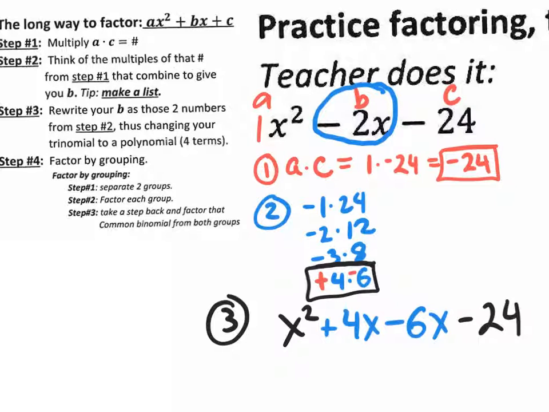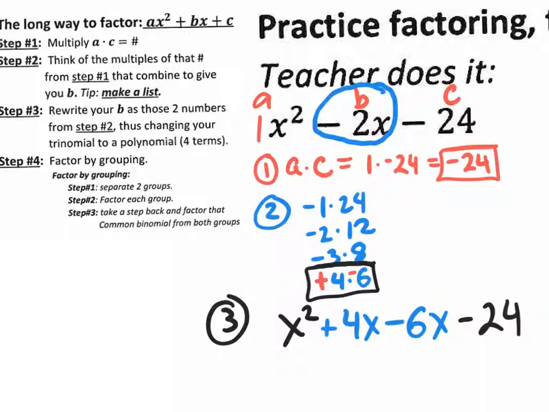So what have I done? I have successfully changed a trinomial into a polynomial. Why the heck would I want to change 3 terms into 4 terms? So you could factor by grouping, what we were doing yesterday, right? On the 3 terms, I can't do grouping, but now that I have 4 terms, I could actually do grouping. And that's why right here it says step 4, factor by grouping, and it reminds you of the steps that you should already know.